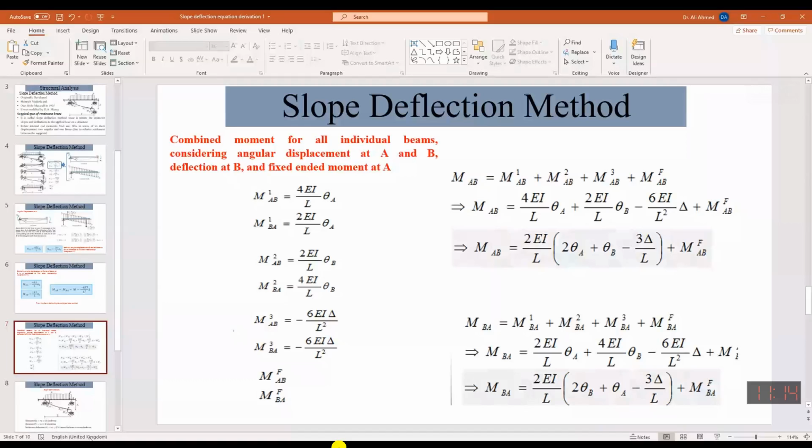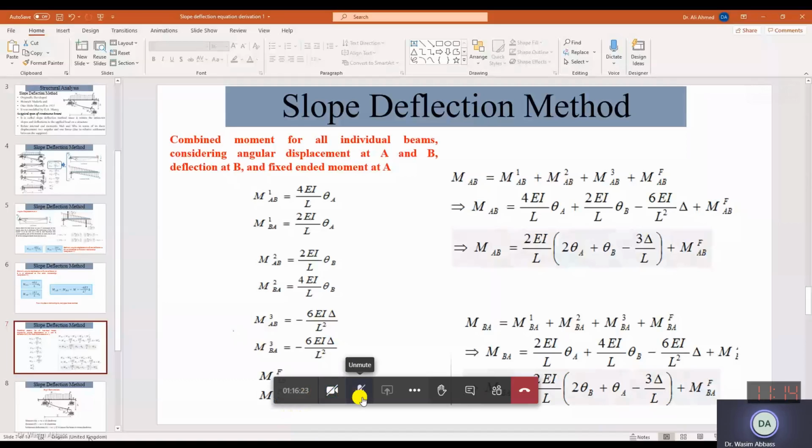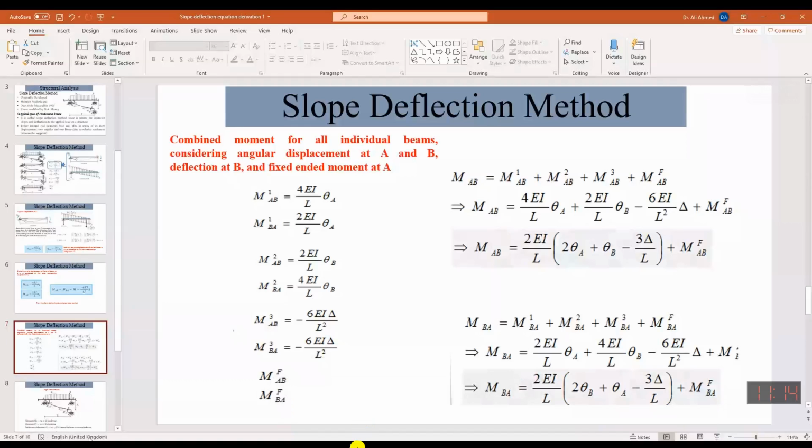Can anybody explain what this psi is? Chord rotation. So how do we define chord rotation? Can anybody tell? What is chord rotation?